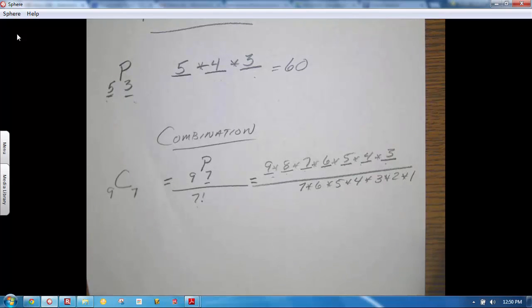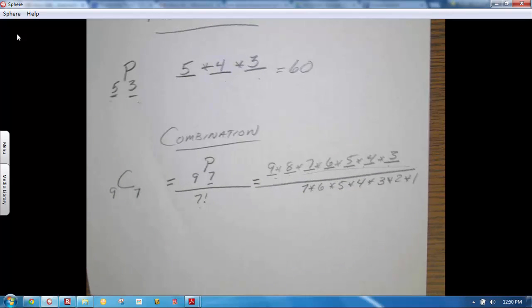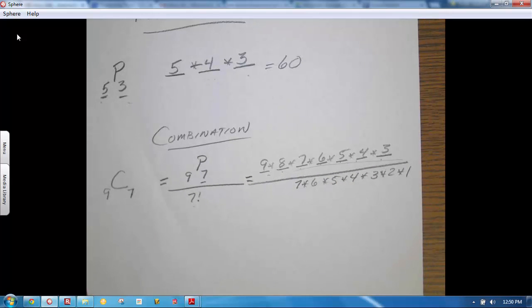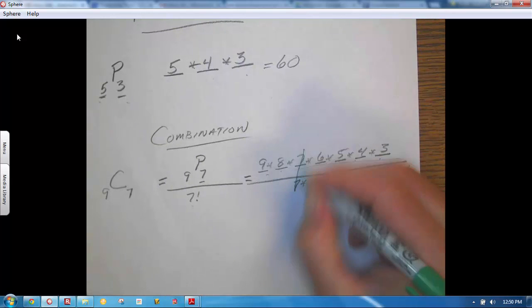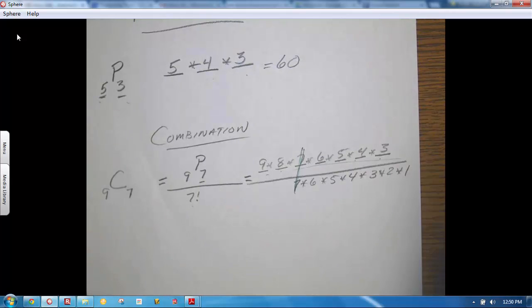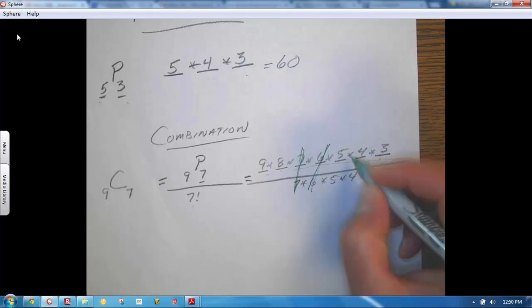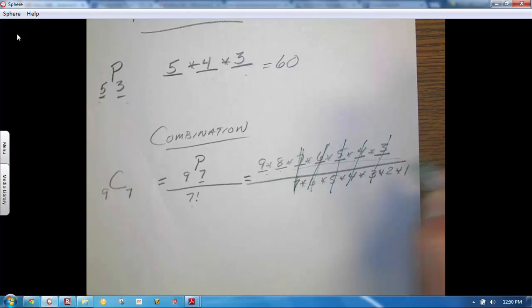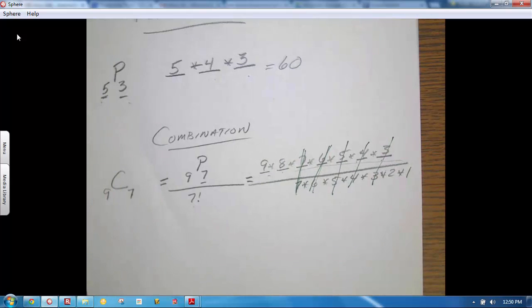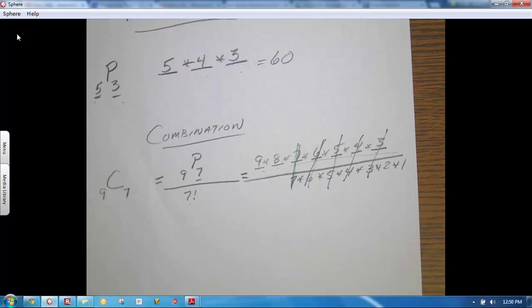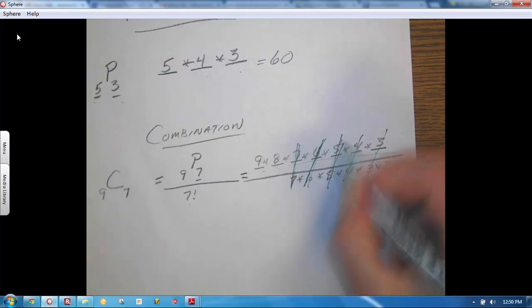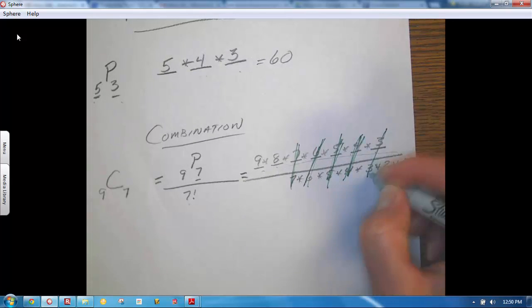Now, rather than multiplying all these numbers on top and then all these numbers on the bottom, the shortcut that I showed you in class is that when we have factors that are the same on the top and bottom, we can actually cancel those out. So 7 divided by 7 is 1. 6 divided by 6 is 1. And we cancel all of those out, and this gives us a lot easier numbers to work with. Make sure we cancel those out real good.